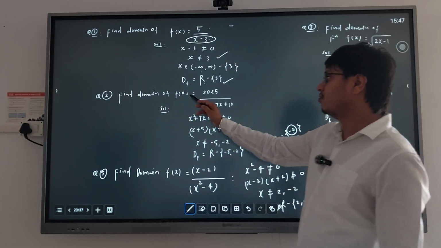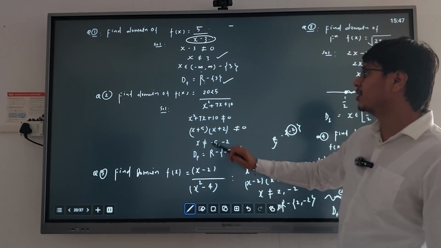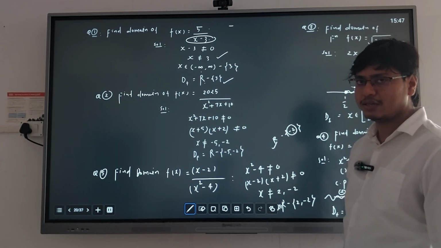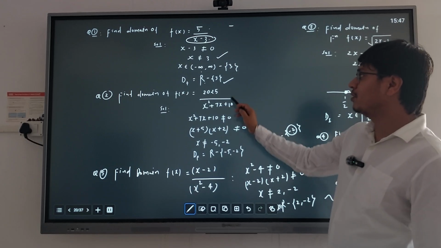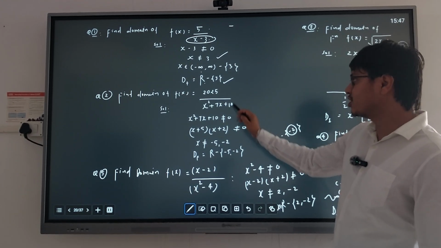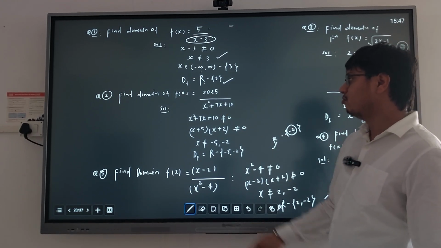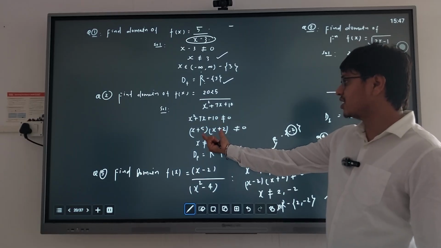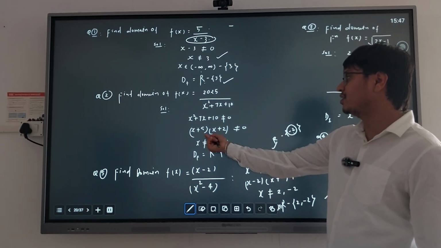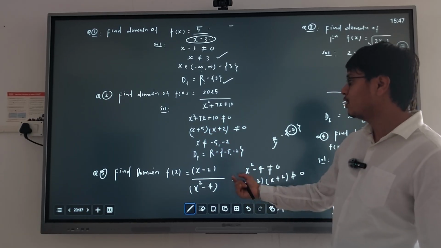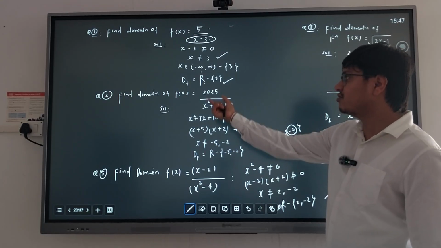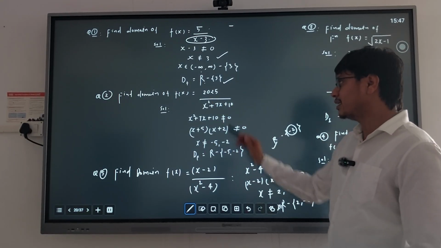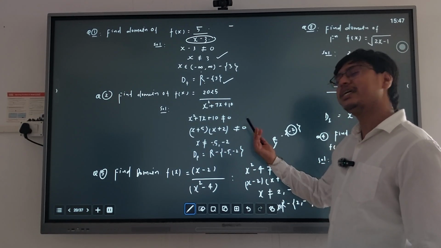Next example: find the domain of 2025 divided by x square plus 5x plus 10. The denominator can never be 0 because this is also a rational function. We factorize this expression and get the two values of x equal to minus 5 and minus 2. So for defining this function, x can never be minus 5 and minus 2, but can be anything else.